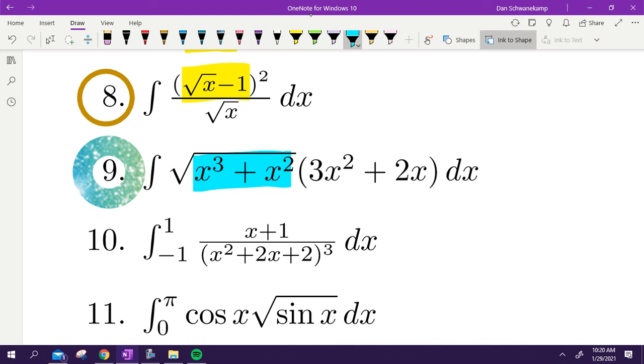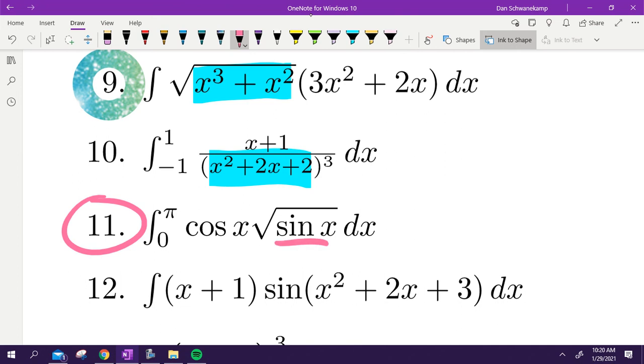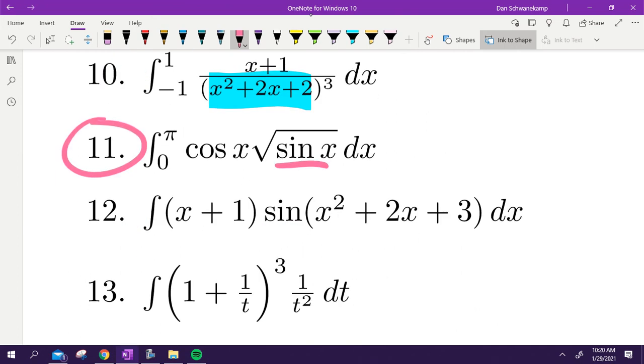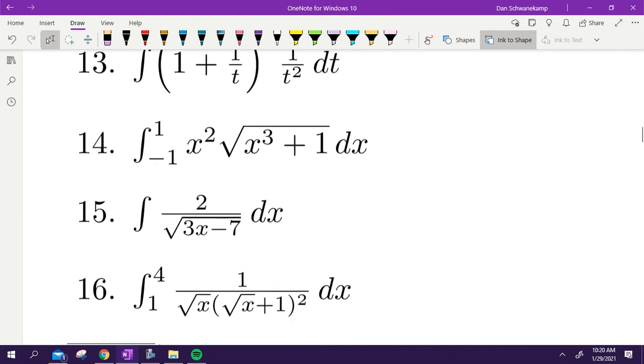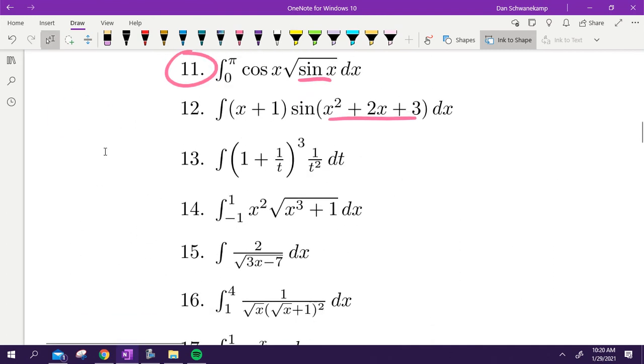Okay, because think about it. What would you get if you took the derivative of x cubed plus x squared? The other one, which means when I substitute back in, it's going to cancel. Okay, obviously on number 10, it would be that. On number 11, which one would I want to pick? Sine x, the one on the inside. On number 12, you would pick that one, and so on. Okay, you'll get the feel of it the more we do, but you should be at least somewhat decent now with that.